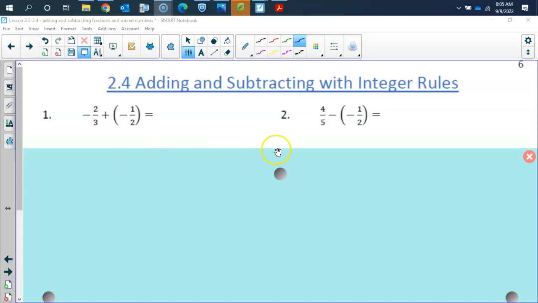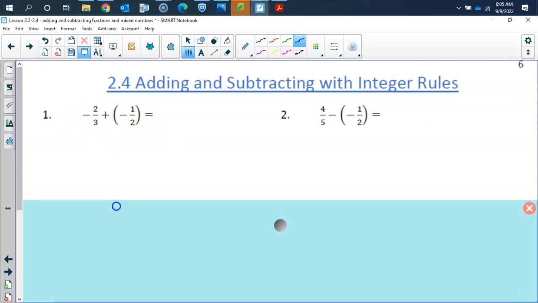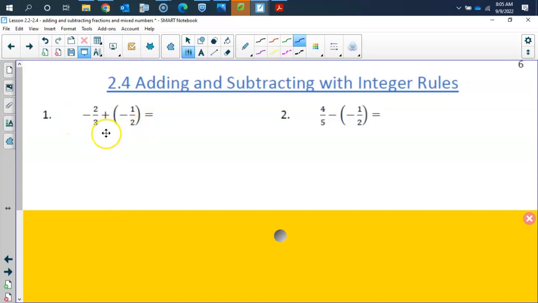All right, guys, now you should be on page 6 in your homework packet. It has a yellow cover. I would like you to do number 1 right now and then enter your answer. You are allowed to use a calculator, but I would like you to try it without one. Go.